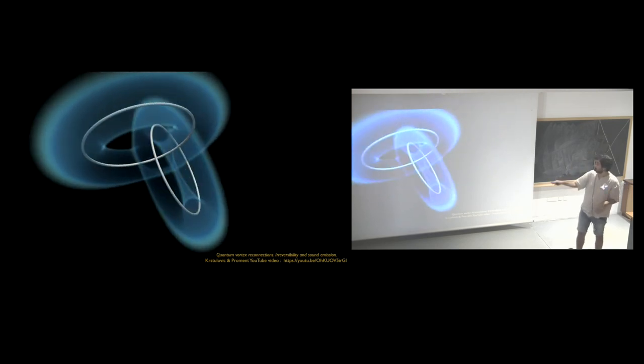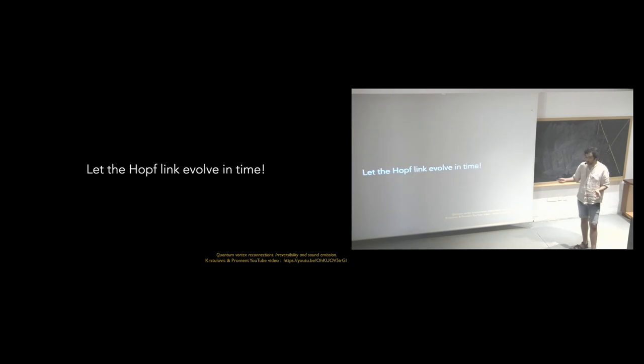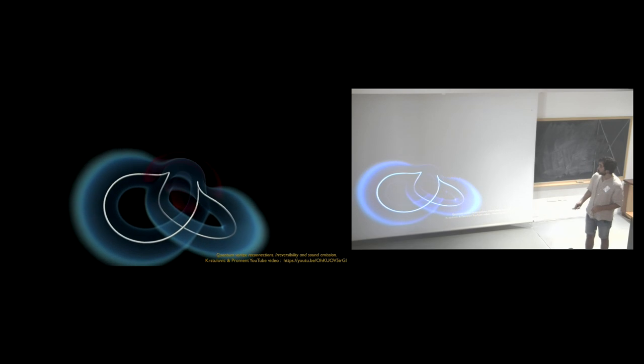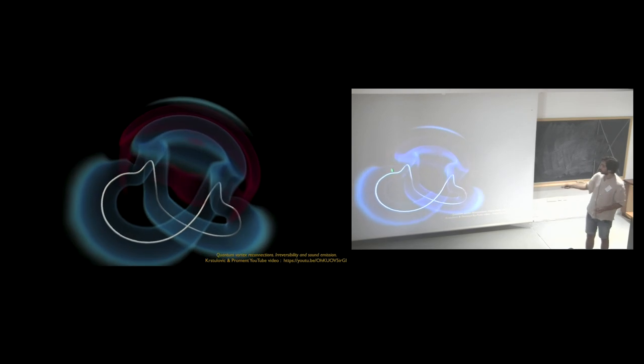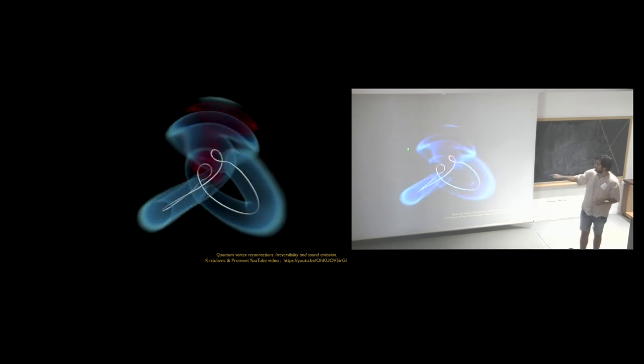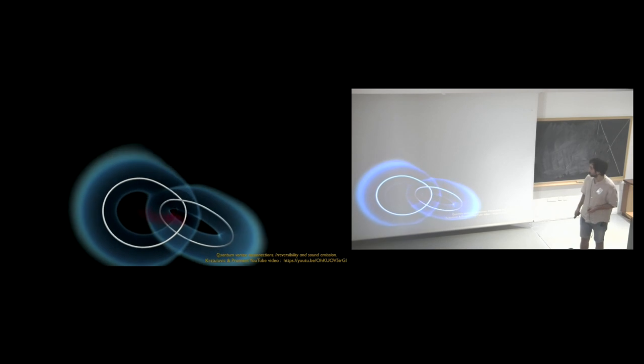So we see kind of this halo. This is normal from the initial condition, and the initial condition is prepared with a minimization method, so there's really no energy. And this is the reconnection. What you observe is a really amazing pulse that is emitted at the reconnection. And it's pretty clear, so there is a well-defined orientation of the pulse. This is the pulse of the sound of reconnecting vortices, as Mark announced.